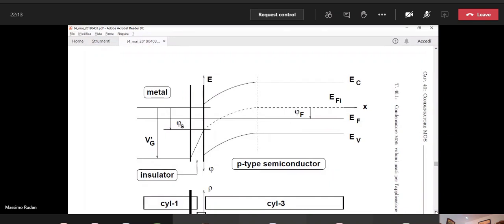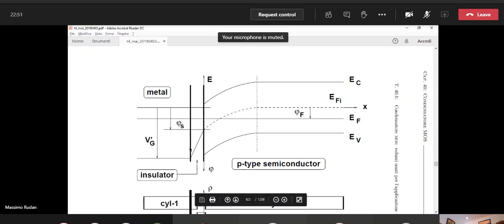Then a metal contact is deposited on top of the insulator, and another contact is deposited on the other side, on the semiconductor. So we have a sandwich that is made. If you look at the figure and you start looking at the figure from the left, you have a metal layer. It is indicated with metal here.